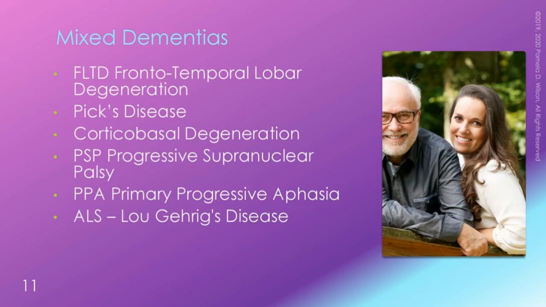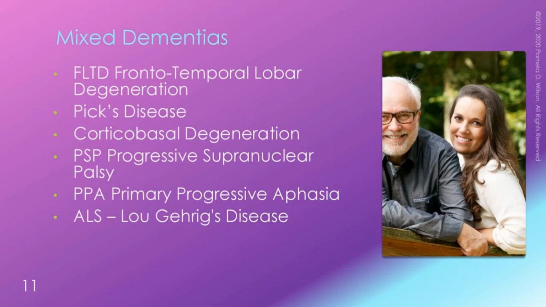Pick's disease also affects the frontal and the temporal lobes. Language is affected, planning, executive function, emotional control, and judgment. Similar to FTLD, there are some mood changes, some inappropriate behavior, some repetitive behaviors. It also is a younger disease diagnosed between the ages of 40 and 60.